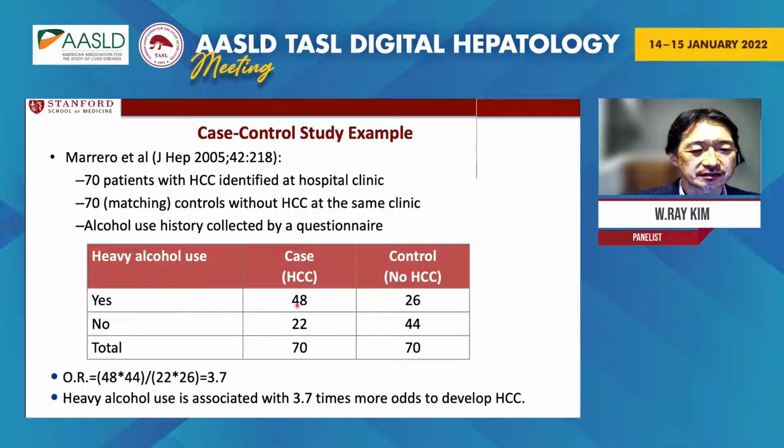48 individuals with HCC had alcohol use out of 70. Out of 70 controls, 26 were heavy drinkers, 44 were not heavy drinkers. So the odds ratio, this times that divided by this times that, ended up being 3.7. Interpretation of that number is heavy alcohol use is associated with about 4 times more odds to develop hepatocellular carcinoma.